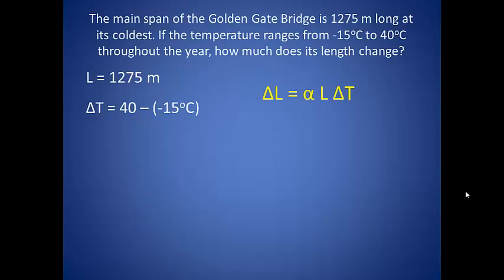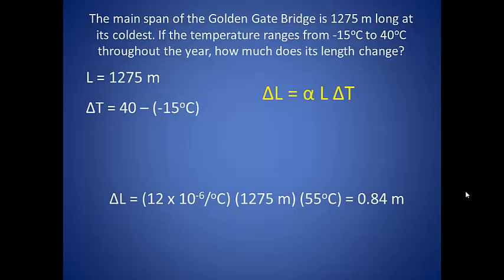We know that the main span of the Golden Gate Bridge is 1,275 meters long at its coldest. If the temperature ranges from negative 15 degrees Celsius to 40 degrees Celsius throughout the year, how much does its length change? We know the length and we know the change in temperature. Using our equation, we just need to determine the coefficient of linear expansion. The bridge for the most part is steel, so we can use that as our substance. We end up with an expansion of 0.84 meters throughout the year.